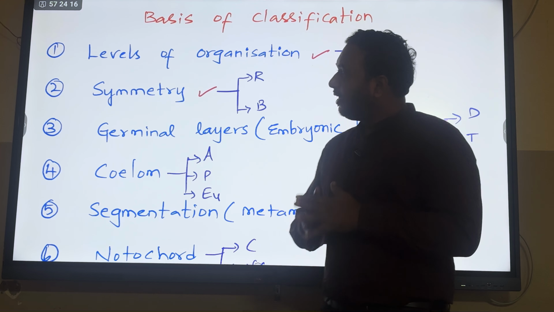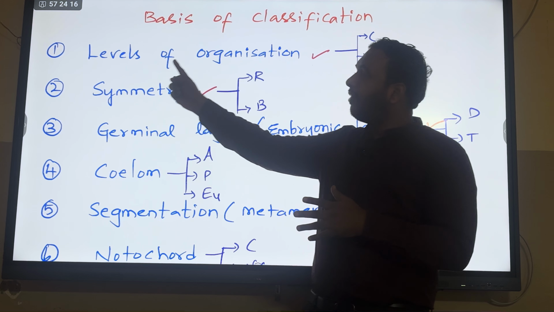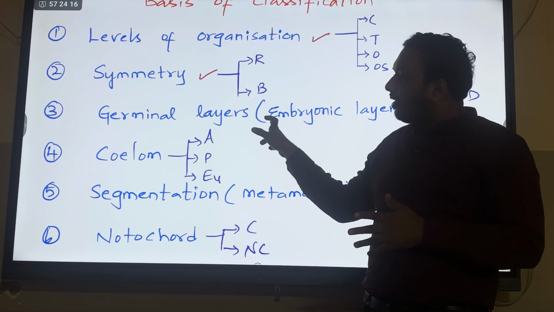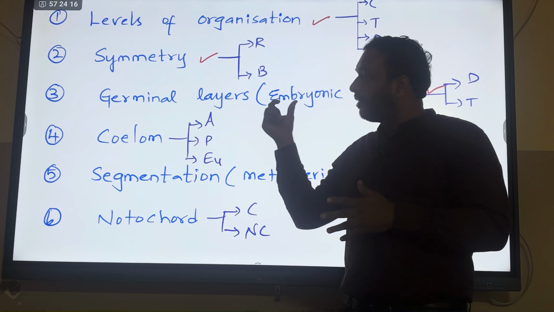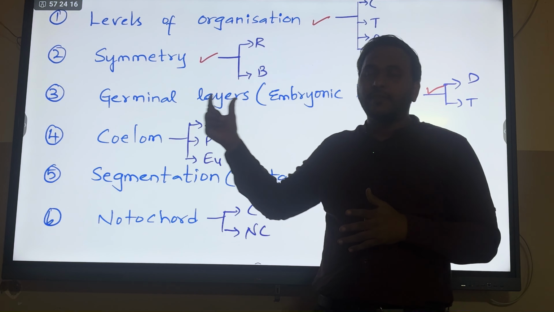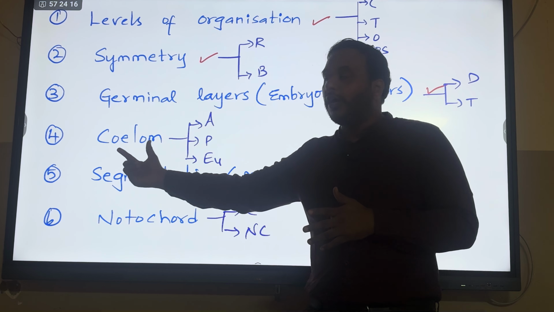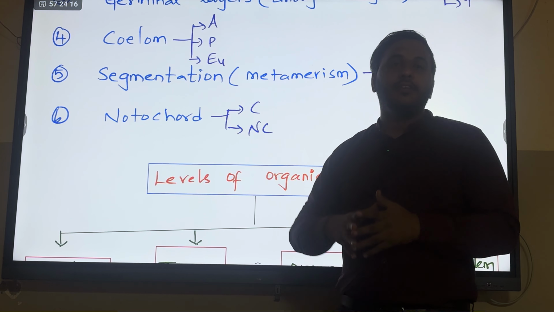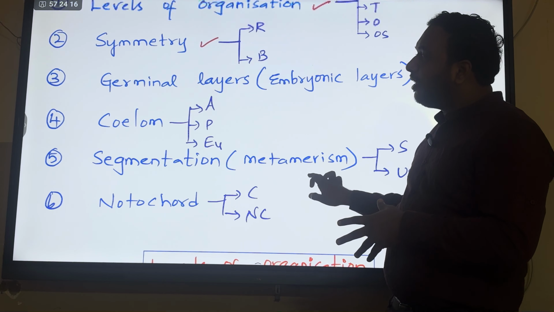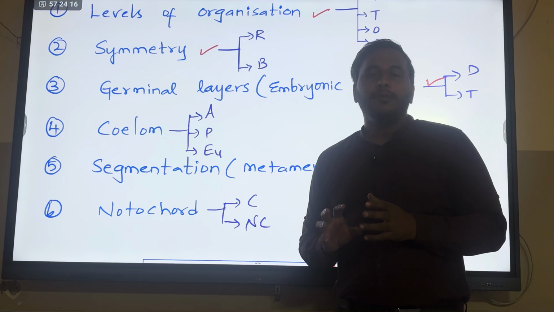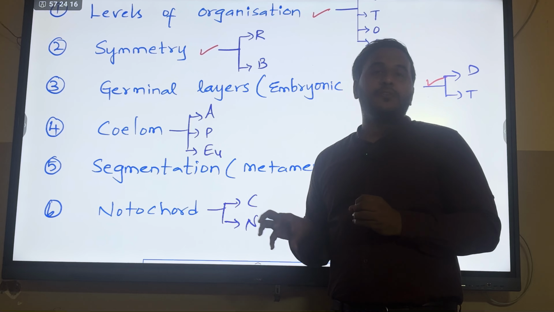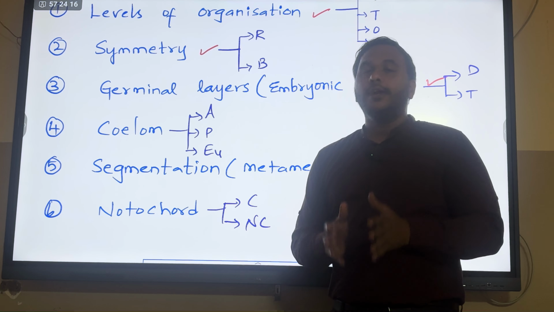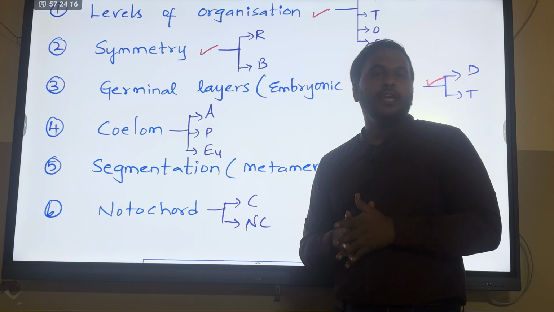Now we will study. In that, the first criteria is levels of organization. The second criteria is symmetry. The third criteria is germinal layers, we can also call them embryonic layers. The fourth criteria is coelom. The fifth criteria is segmentation. And the sixth criteria is notochord. So these are the basis of classification. That means based on these characters, the animal kingdom has been divided into 11 phyla. Now let us understand each and every criteria.